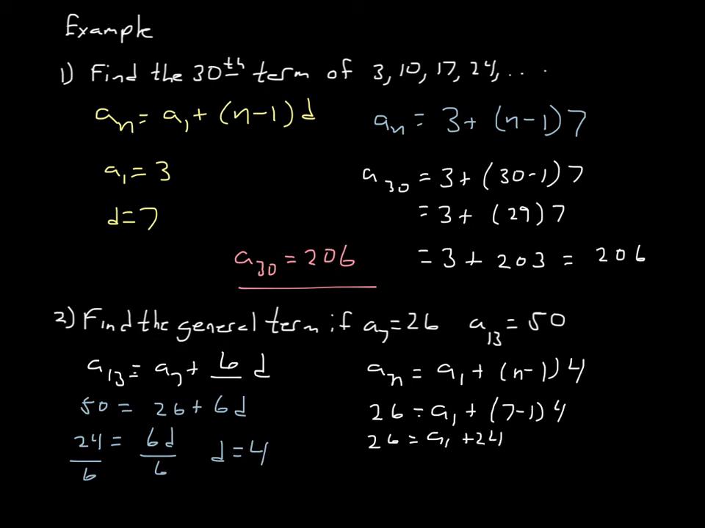And so solving for a sub 1, I just subtract 24 from both sides. I know a sub 1 is equal to 2. And so I can say on this particular problem that a sub n is equal to a sub 1, 2, plus n minus 1 times 4. This would be the general term of our sequence that has a 7th term of 26 and the 13th term of 50.